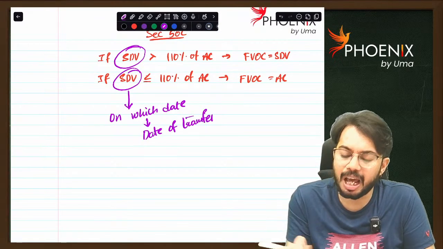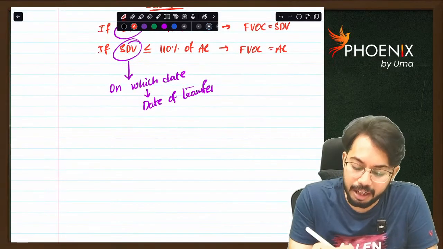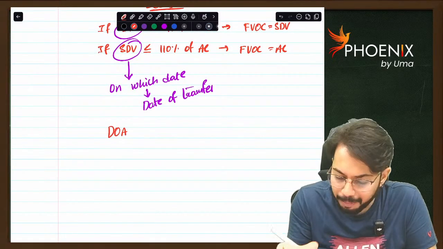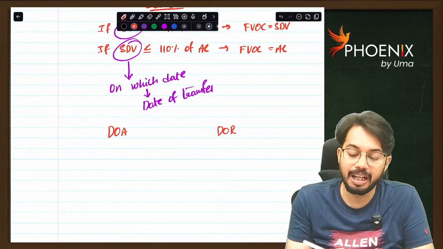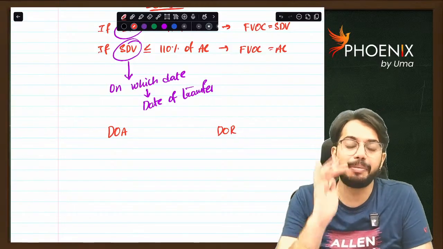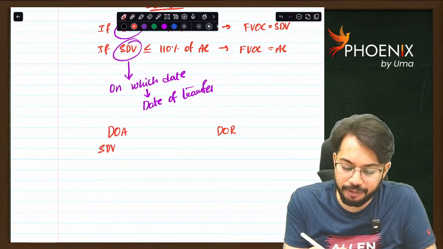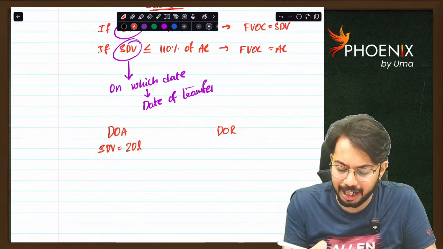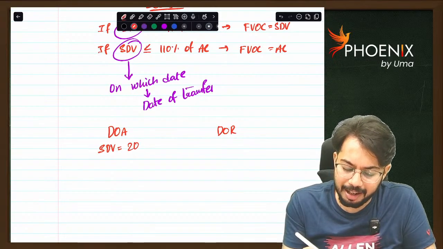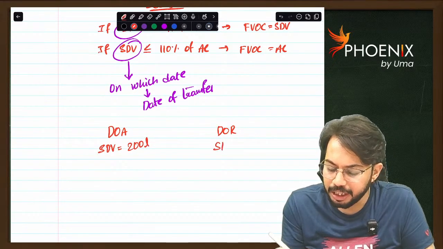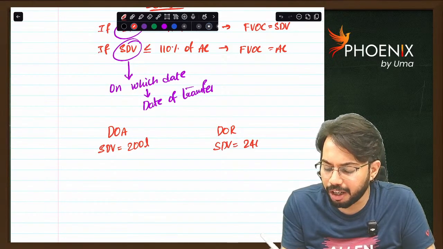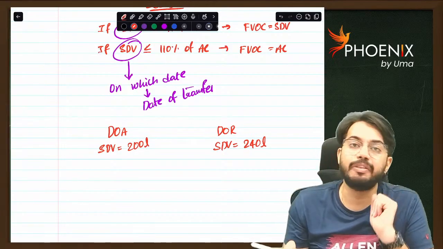But sometimes what happens, the date of agreement and date of registration are on two different dates, and in between the two dates, the stamp duty value will change. On the date of agreement, the stamp duty value is 200 lakhs. On the date of registration, the stamp duty value is 240 lakhs. Now, which stamp duty value do we need to take?